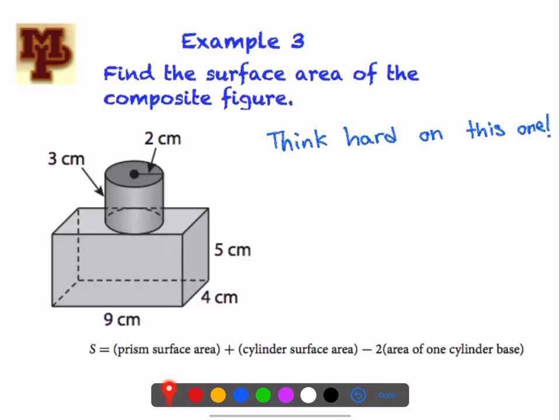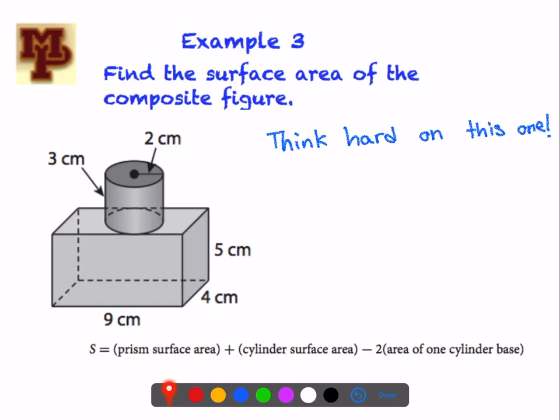Example 3. This one's difficult. Take your time. Think hard on this. Find the surface area of the composite figure. Go ahead and try it out on your own. Just think, surface area is the area around the shape. It's just the area that's showing on the face of the surface.